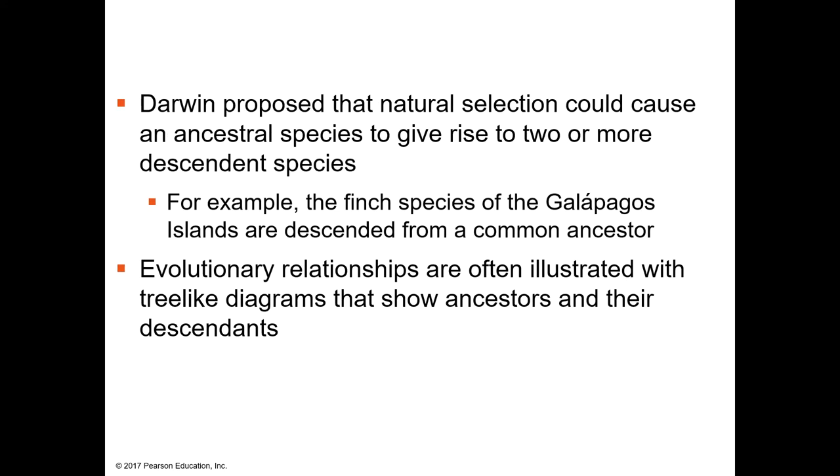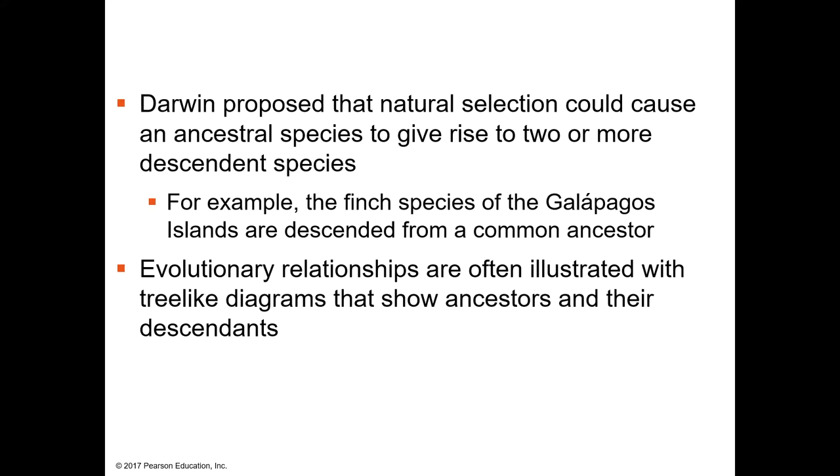Darwin proposed that natural selection could cause an ancestral species to give rise to two or more descendant species. For example, the finch species of the Galapagos Islands are descended from a common ancestor. If you go to the Galapagos Islands, you'll find that on each of the different islands there are different species of finches, but they are all descended from an original finch or couple of finches that had made it to the Galapagos Islands to begin with.